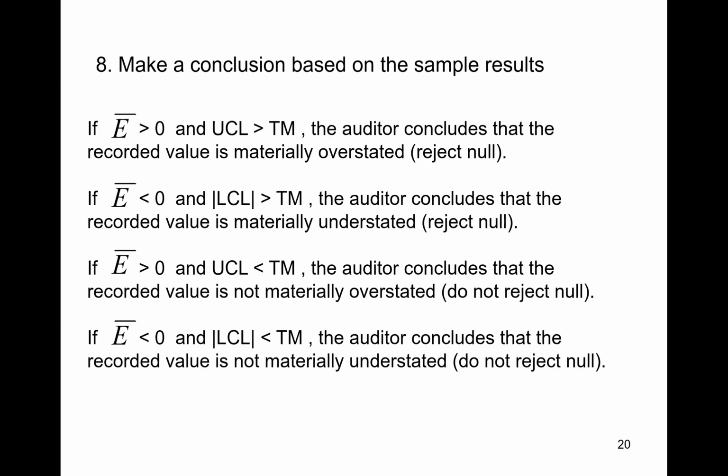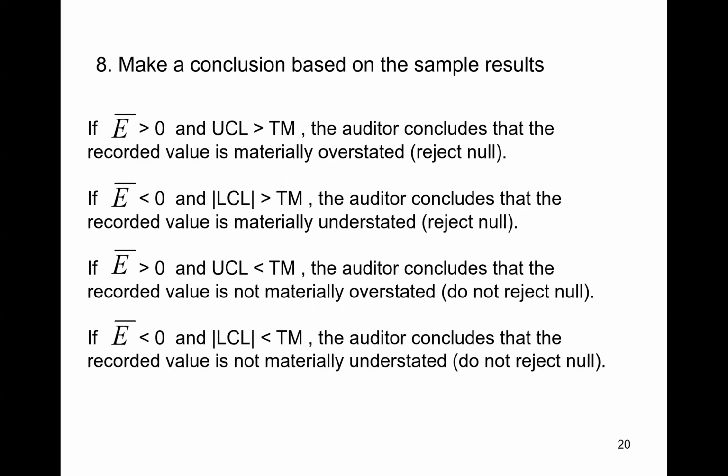So what you need to do is to compare the upper confidence limit and the lower confidence limit with your tolerable materiality threshold. So if the balance is overstated, then you're going to compare the upper confidence limit with the auditor's tolerable misstatement threshold. In other words, if you think the highest likely error within the population allowing for sampling risk is greater than your materiality threshold, then you will conclude that it is materially overstated.